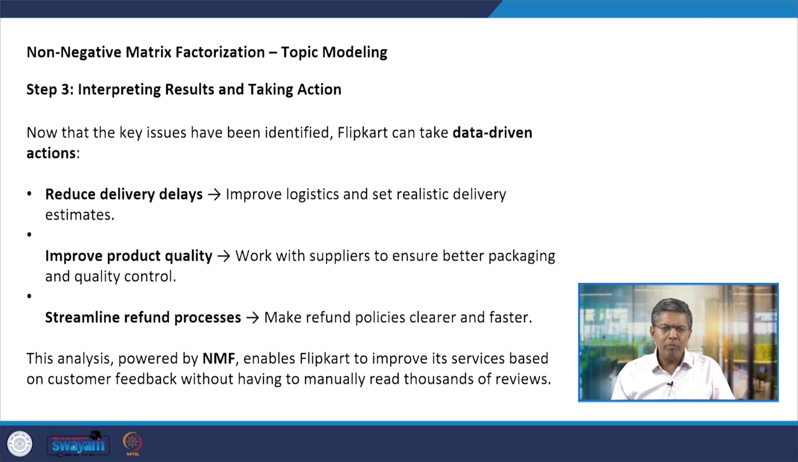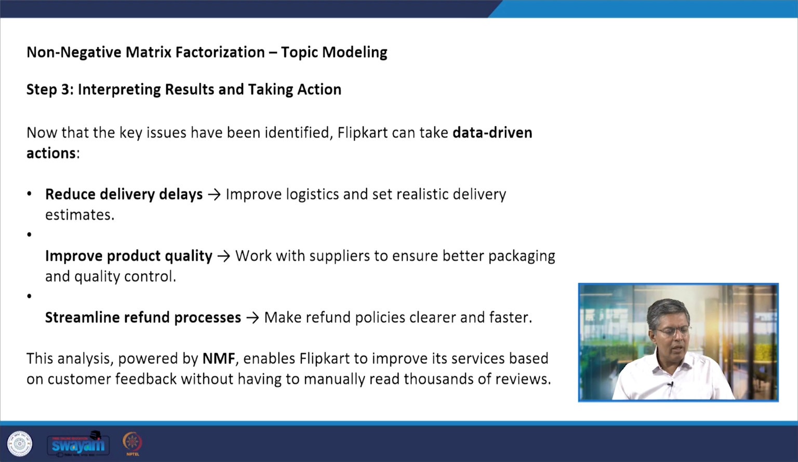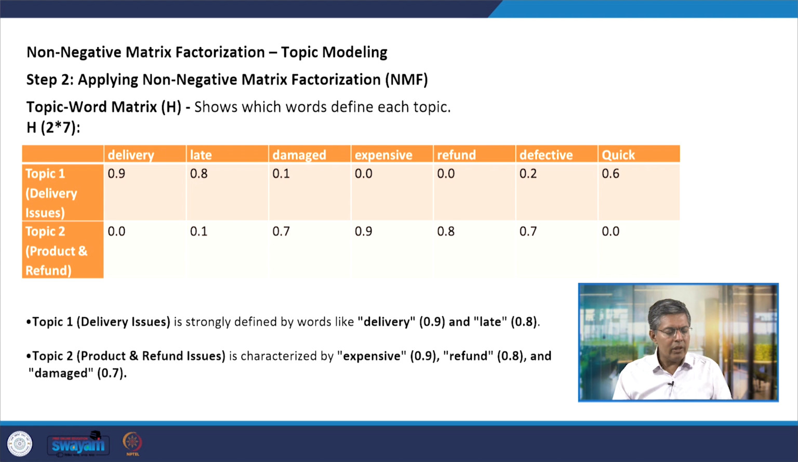In step 3, we will interpret the results and take action. Once we have got these 2 matrices and the V matrix, we will interpret the results and take action. Now that the key issues have been identified, Flipkart can take data driven actions. So, for example, there is an issue with delivery.